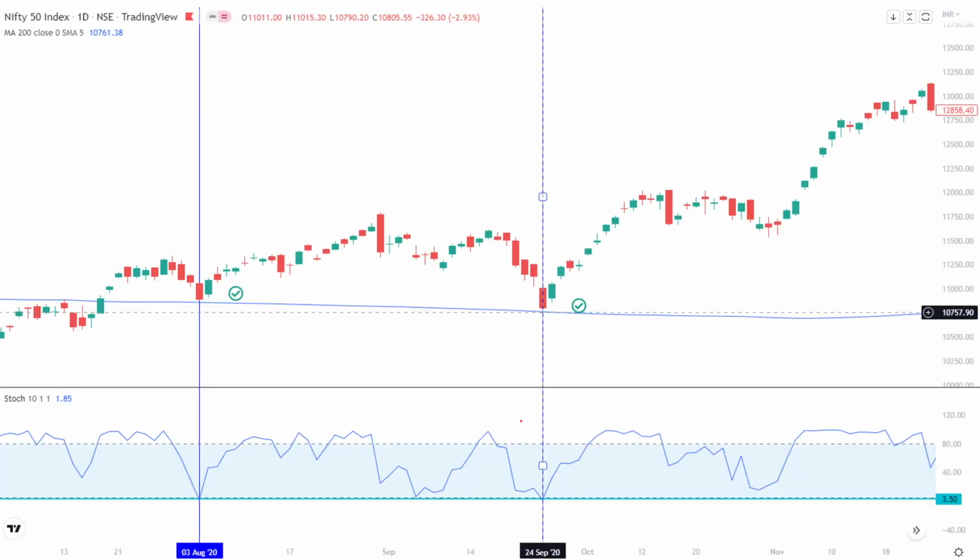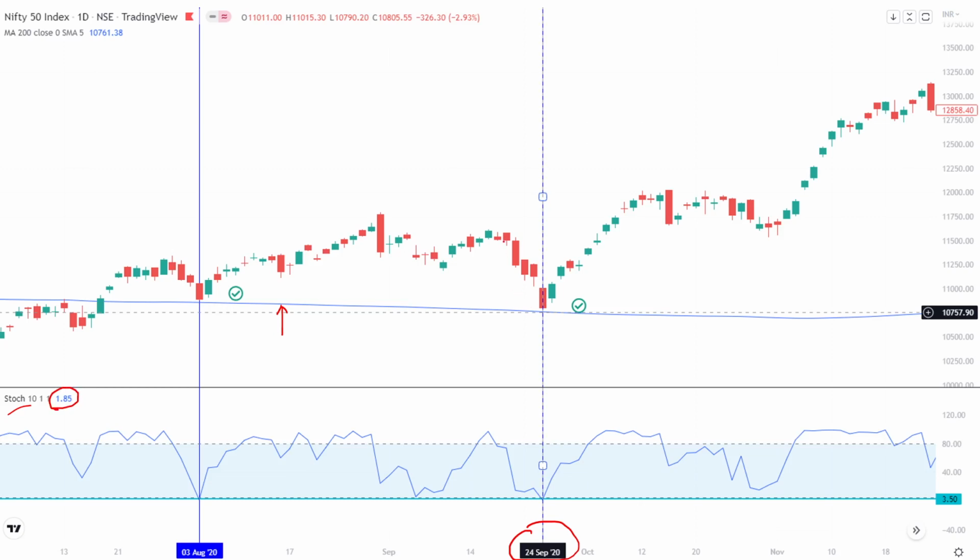So once you apply all the indicators, over here we have stochastic, and this horizontal blue line over here is nothing but your 200 SMA. You can see on this particular day, that is 24th of September, we can clearly see that the value of stochastic was lesser than 2.5. That is, it was around 1.85. So this was a day where we have to actually deploy this particular strategy.